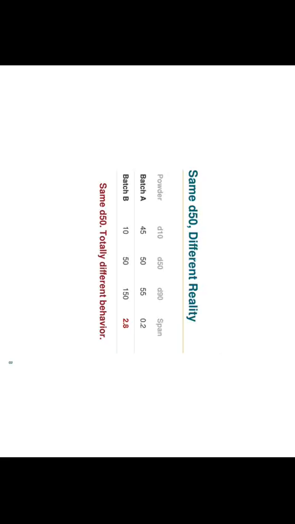Both particles here have a D50 equal to 50 microns. On paper, they look identical, but powder A lives in a narrow window and powder B stretches from dust to stone. One behaves predictably and the other behaves like a rat. This is why D50 alone lies.